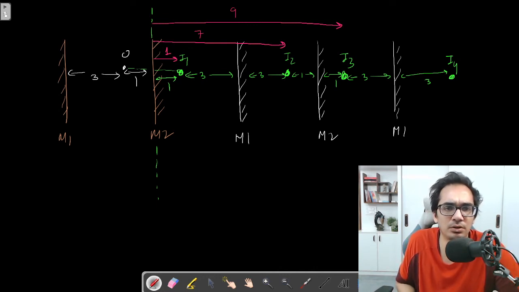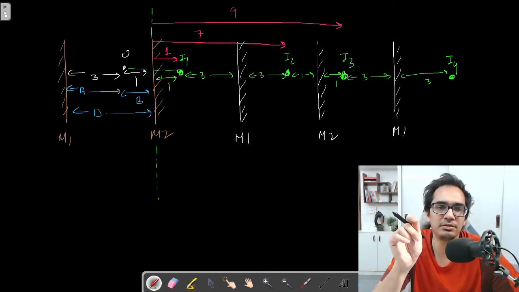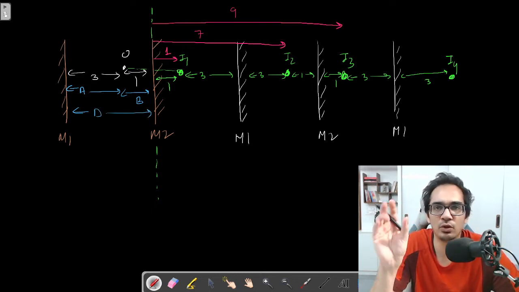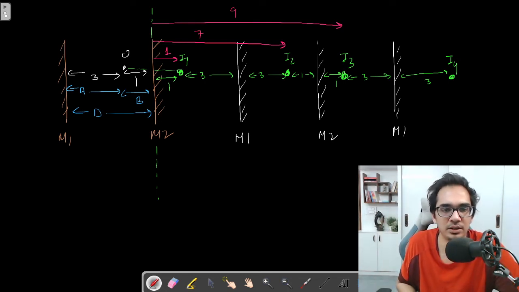The shortcut formula is, let's say if this is A and this is B, and the total distance A plus B is D. So for the first image you can directly see, if the object is at 1 centimeter, the image will also be at 1 centimeter. That means if the object is at B, the image is also at B. So the distance of the first image will be B.